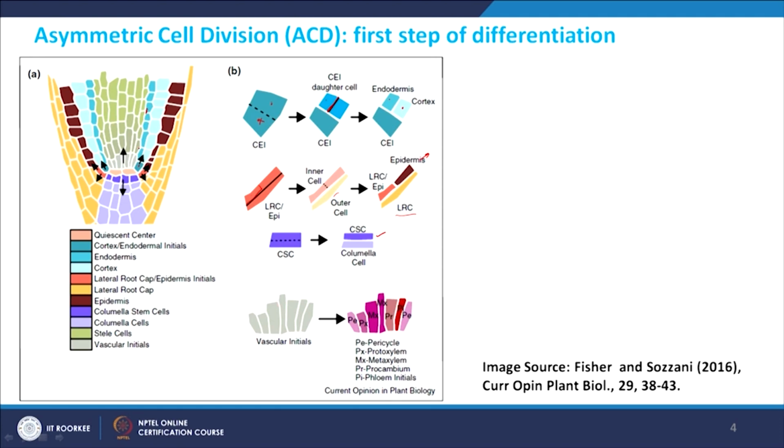This is what happens in the vascular initials. Based on their position, they can be pericycle initials, protoxylem initials, metaxylem initials, and procambium initials or phloem initials. So in all these cases, what you see is that the process of differentiation starts at the first asymmetric cell division itself. Then there is a lot of cell division and cell differentiation programming together, and a lot of genes which are getting activated are regulating this process.